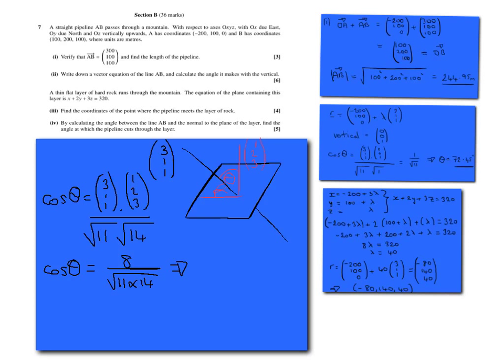Therefore, finding theta by taking the inverse of cosine, we get theta to be 49.86 degrees. Therefore, the angle with the layer is equal to 90 take away 49.86, leaving us 40.14 degrees.